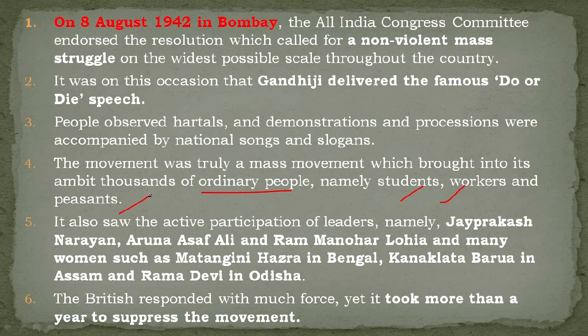Here we see that students are participating, workers are participating, peasants are participating. Here as well we can easily see that different sections of the society, of the country have united for a struggle against the British. So what actually brings them together? What brought them together in 1942, or in 1930 for the civil disobedience movement, or in 1920 for the non-cooperation movement?